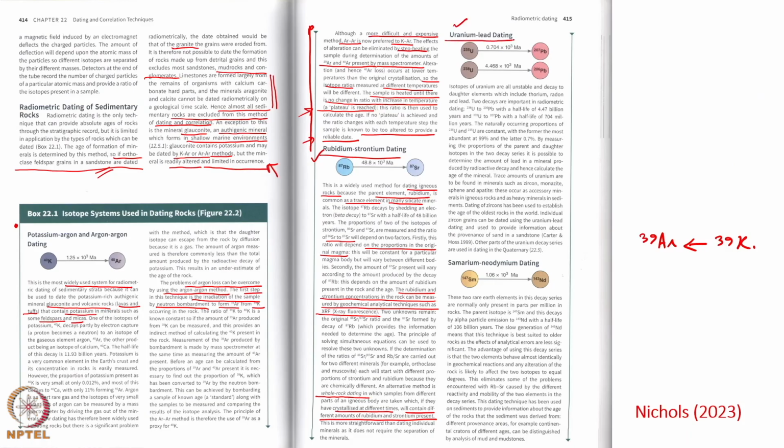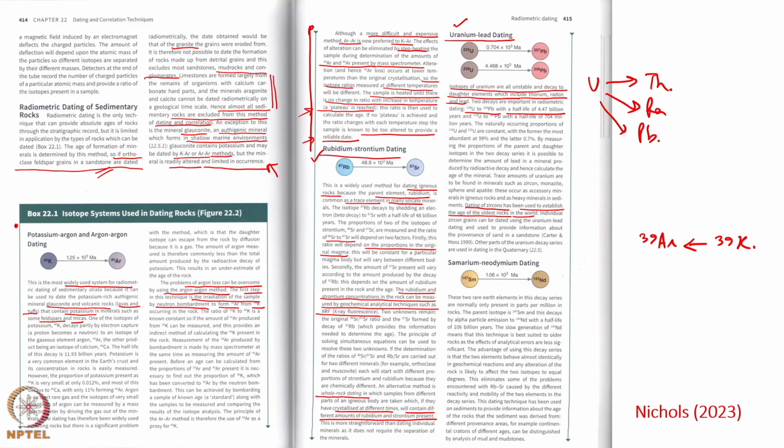Regarding uranium lead dating, we have to remember that isotopes of uranium are all unstable and decay to daughter elements, which include thorium, radon and lead. These are the three transformations. 238U to 206Pb has a half-life of 4.47 billion years. Dating of zircon has been used to establish the age of the oldest rocks in the world, where the uranium lead dating was applied.